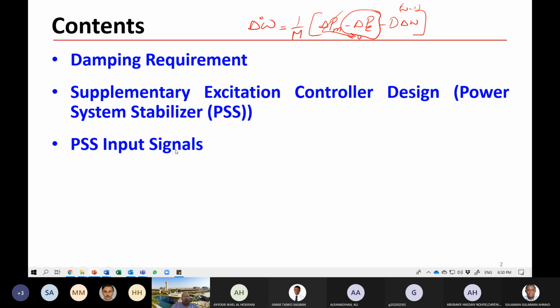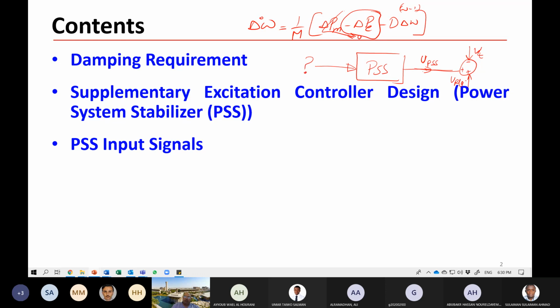And we will see the input signals. You have a stabilizer, and what are the input signals here? This is the V_SS, and this U_PSS. This is the stabilizer output. This stabilizer output goes where? Goes to the summing point of the terminal voltage, V terminal, and V reference. So this is plus, this is minus, and this is plus. This is the output signal of the power system stabilizer.